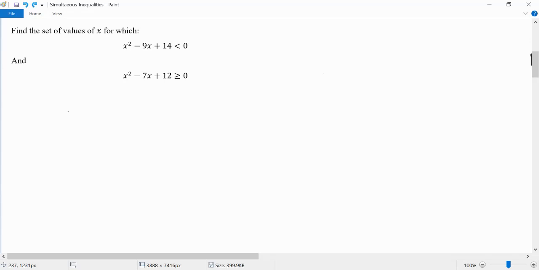Well, we can start just by solving these two quadratic inequalities individually. For the moment, just treat them like they are each their own separate question. Now, that won't be the final answer, but it'll help us find the final answer. So let's go ahead and do that now.